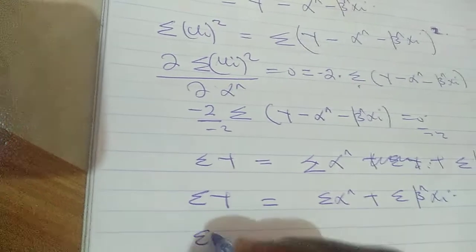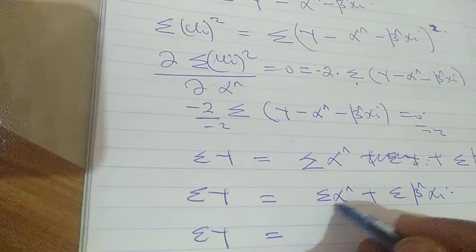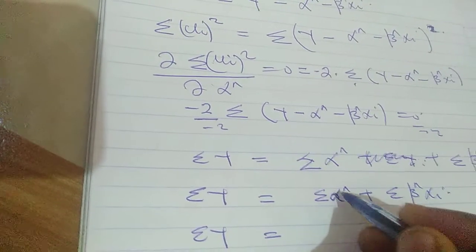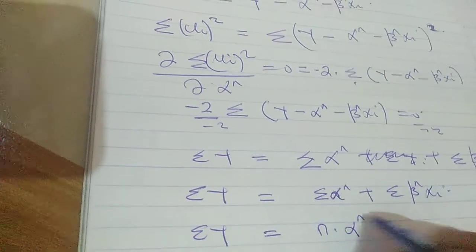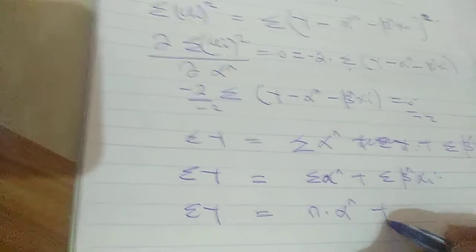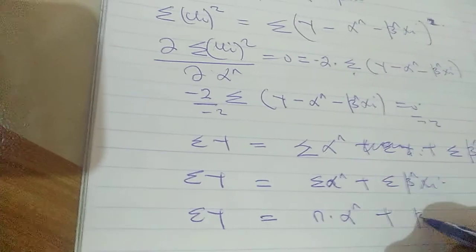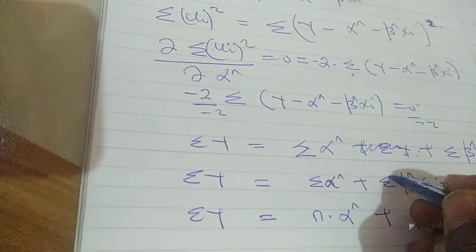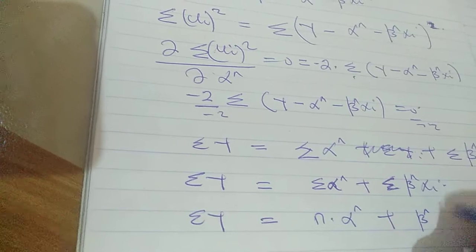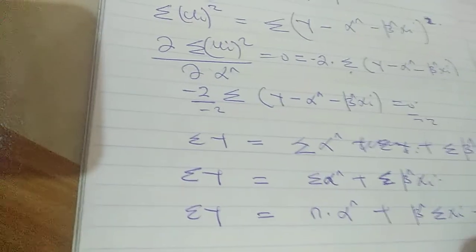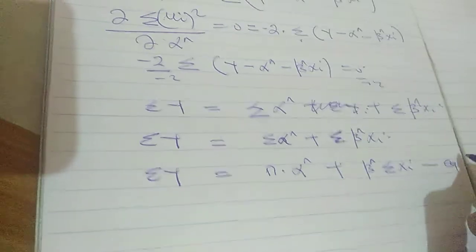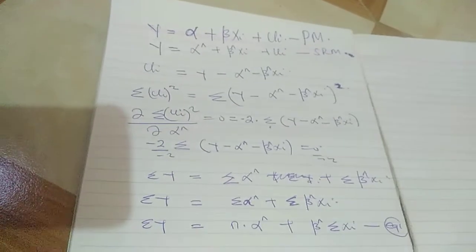Now, the sum y is equal to, when you sum a constant, you get n times the constant. So, n alpha hat plus, these are properties, beta hat times the sum xi. We can call this equation 1. I think you are following the steps.